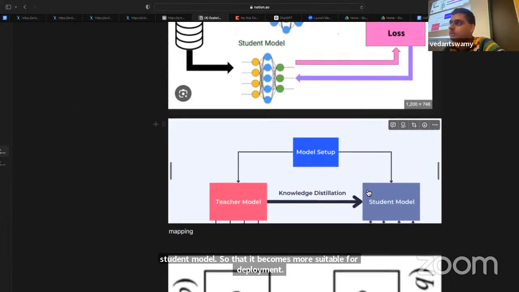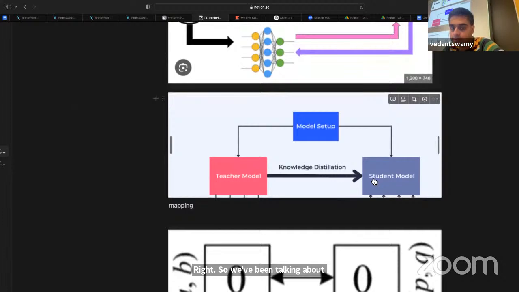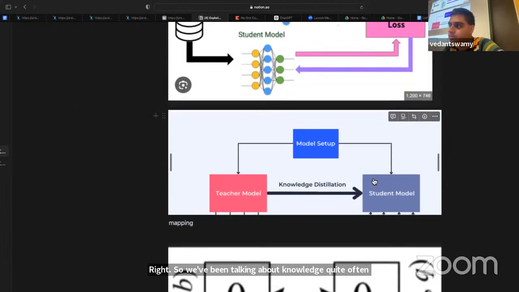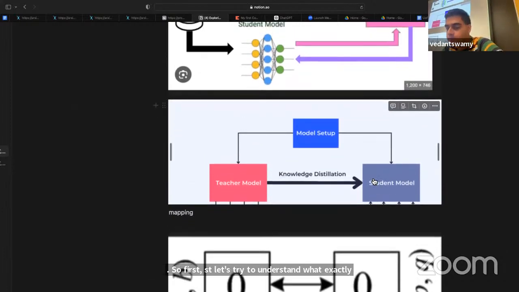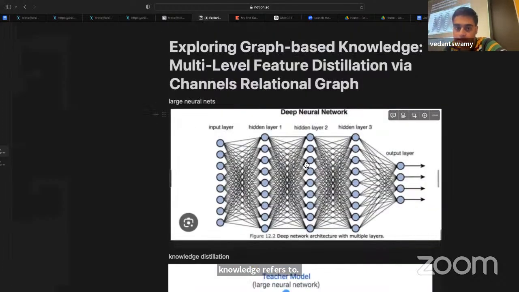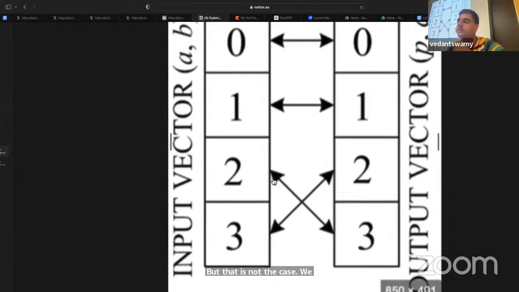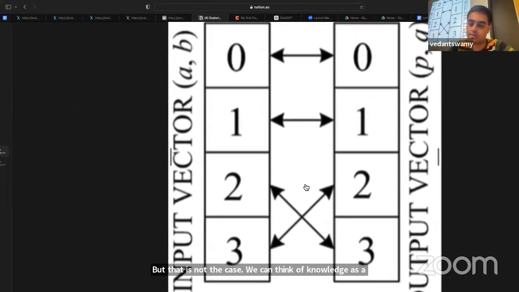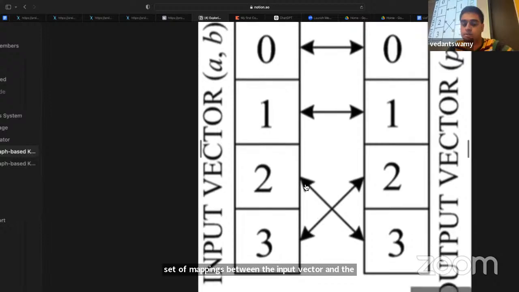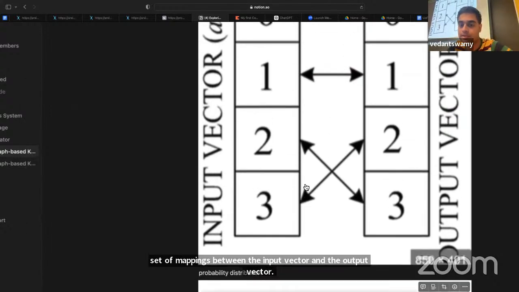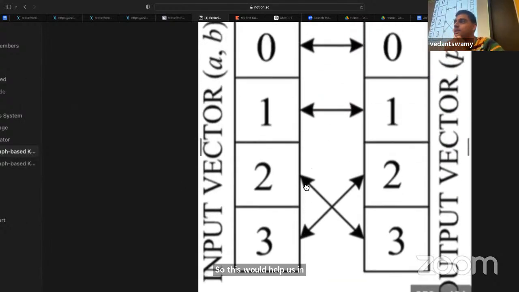So we've been talking about knowledge quite often. So first, let's try to understand what exactly knowledge refers to. Knowledge oftentimes is interpreted as the parameters or the weights and biases inside the neural network, but that is not the case. We can think of knowledge as a set of mappings between the input vector and the output vector. This would help us in understanding how we can train a different form of model to provide us with the same output.